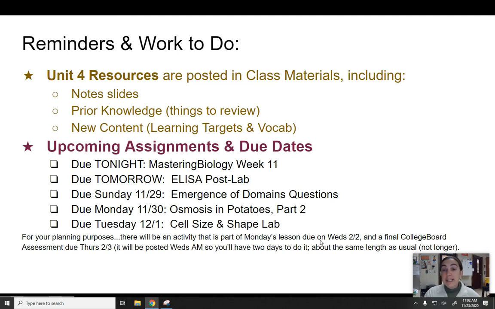Just for your planning ahead, there will be one more activity that's part of Monday's lesson. You should be able to get it done on Monday, but it will officially be due on Wednesday. And there will be one final College Board assessment that will be due on Thursday. I'll post it Wednesday morning, so you'll have 2 days to do it. But that will be kind of the last assessment of this trimester.